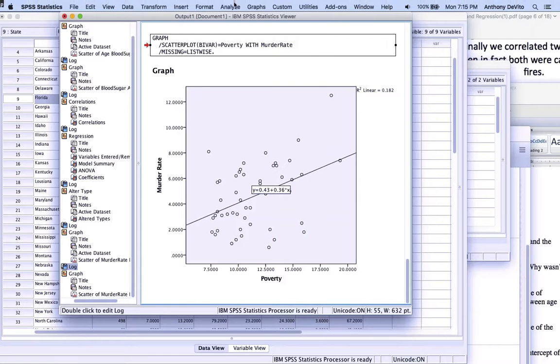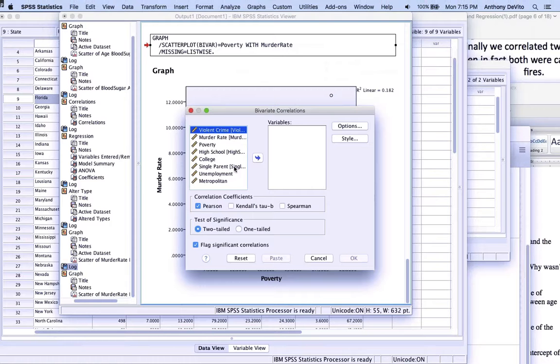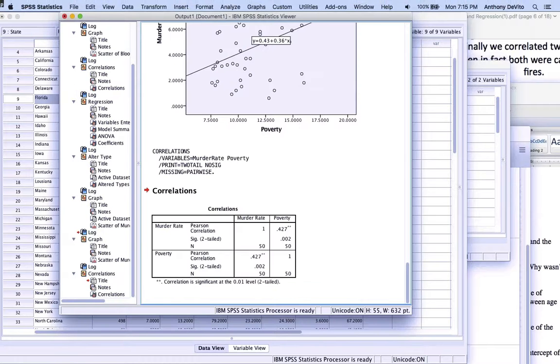So let's see if there's a correlation. Let's go to Analyze, Correlate, Bivariate. And I'm going to move the murder rate and the poverty rate in here and click OK. And indeed, it calculates that the correlation between the murder rate and the poverty rate is 0.427, and it's statistically different than zero, than no correlation. So there is an association between the two of them. It's statistically significant. There's less than 5% chance that it's just due to chance.